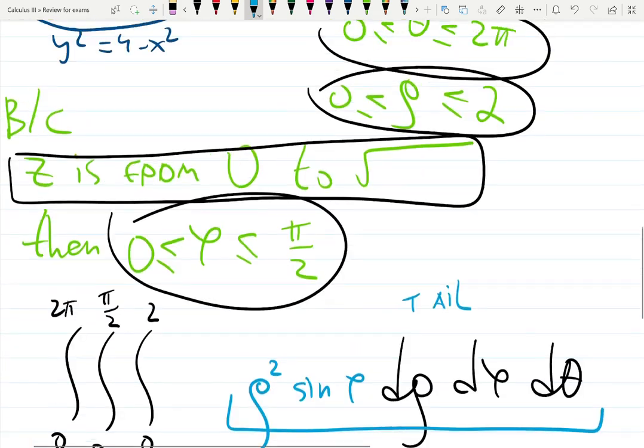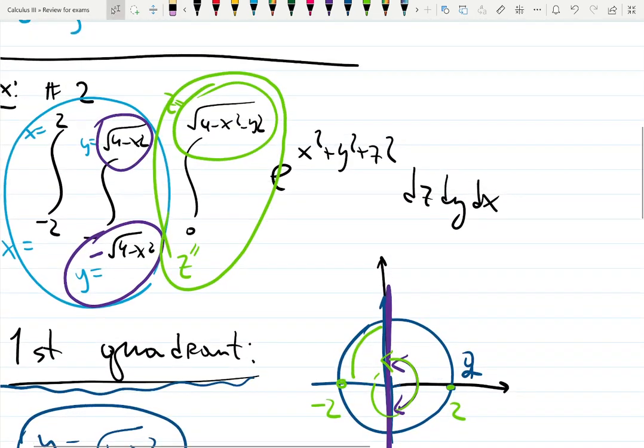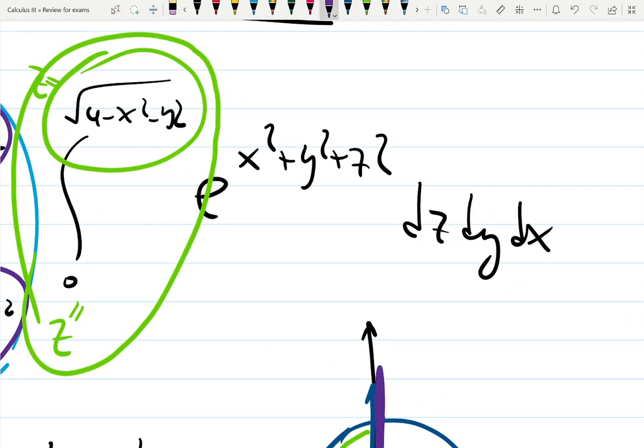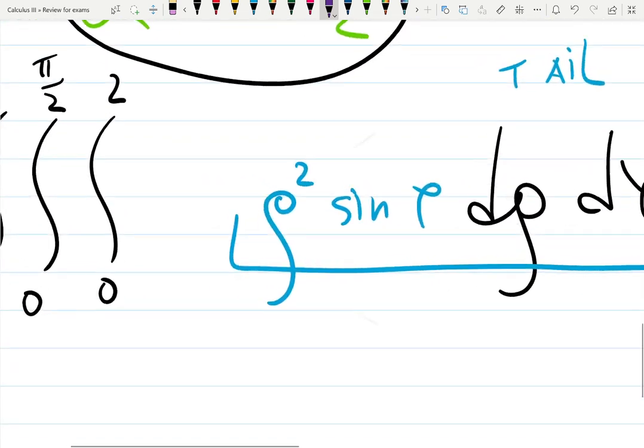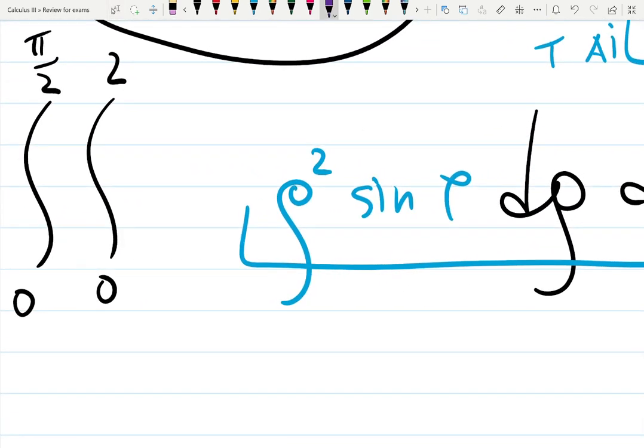Whatever comes before that comes from the function. The function is pretty simple: x squared plus y squared plus z squared is e to the rho squared. So don't forget to multiply by that. Maybe a rho pops out, and so you have to multiply by rho and so on. E to the rho squared, and you are done.